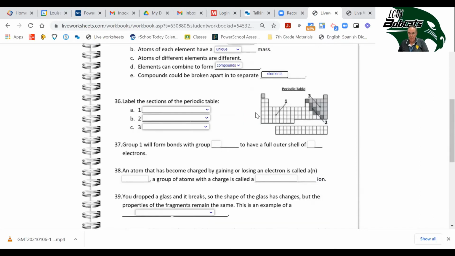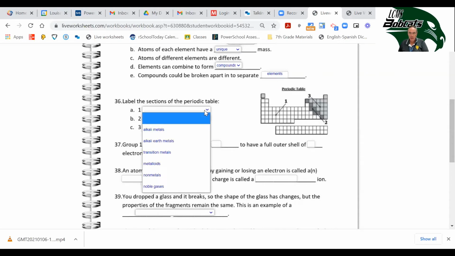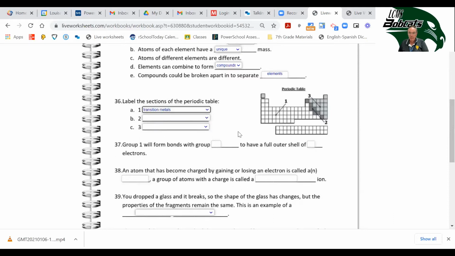Label the periodic table. Well, the first column is the alkali metals. The second column was the alkaline earth metals. In the middle here were the transition metals. And along the staircase are the metalloids. And over here, all the way to the right, are the nonmetals. So let's look. Well, 1 is pointing to the transition metals, things here in the middle. 2 is pointing to the metalloids.